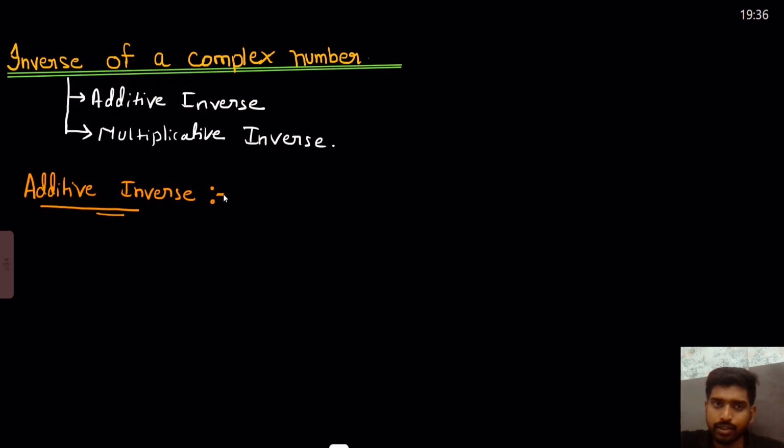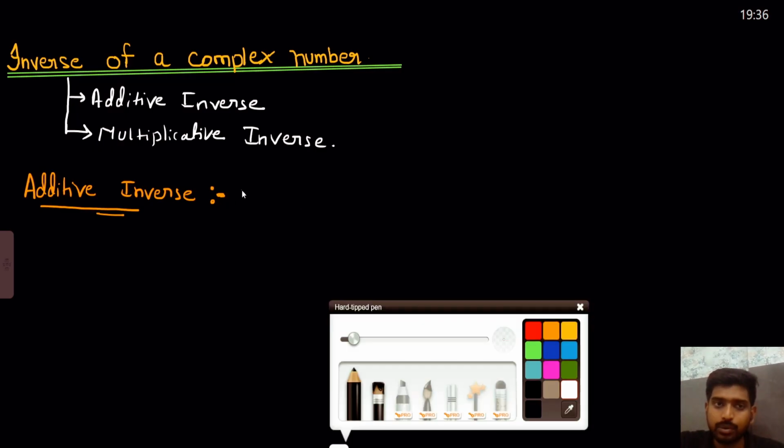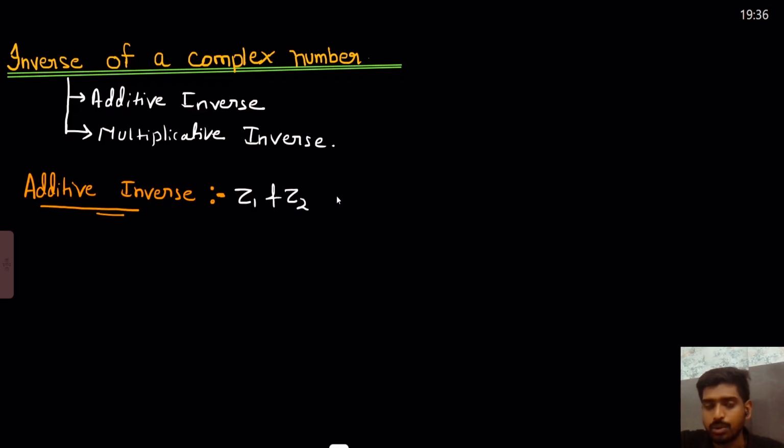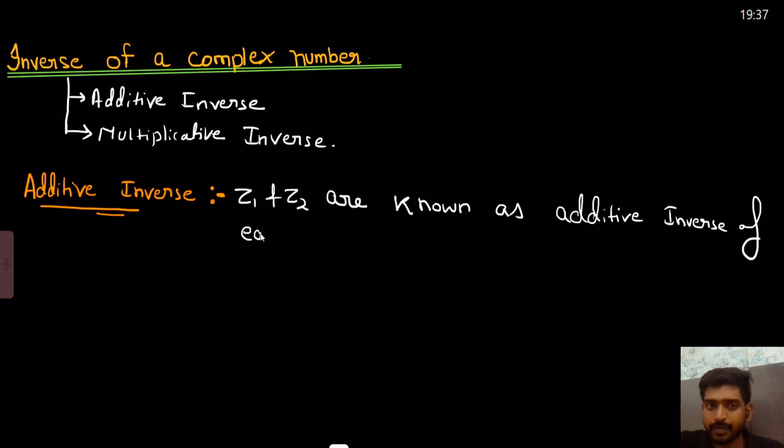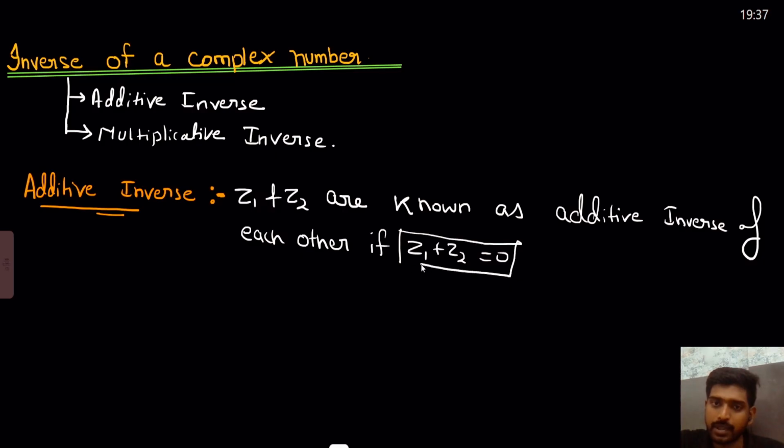Now, what is the additive inverse of a complex number? Z1 and Z2 are known as additive inverse of each other if Z1 plus Z2 is equal to 0.